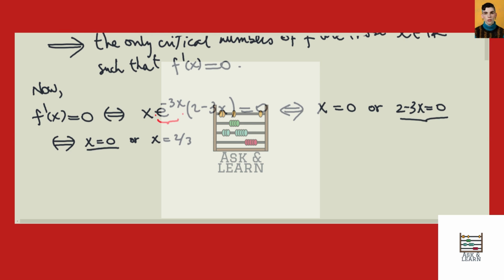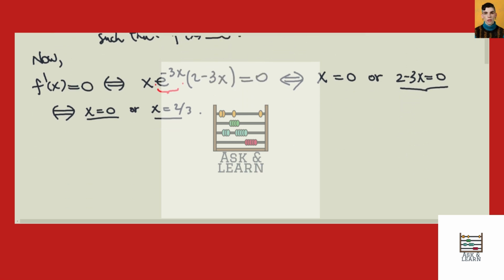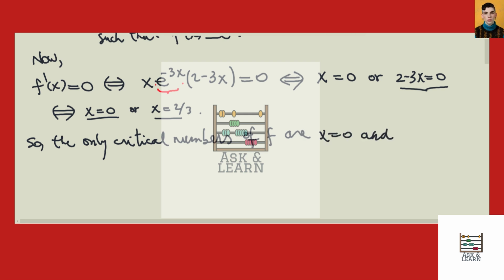And then these are the two values for which the first derivative is 0. That is, these are the critical numbers of f. So the only critical numbers of f are 0 and 2/3. And that's the answer to this problem.